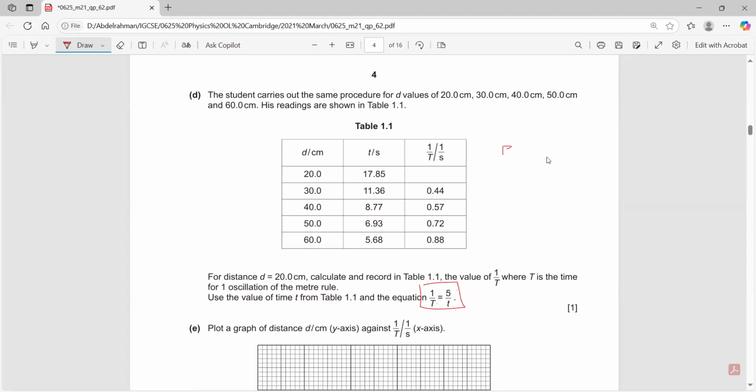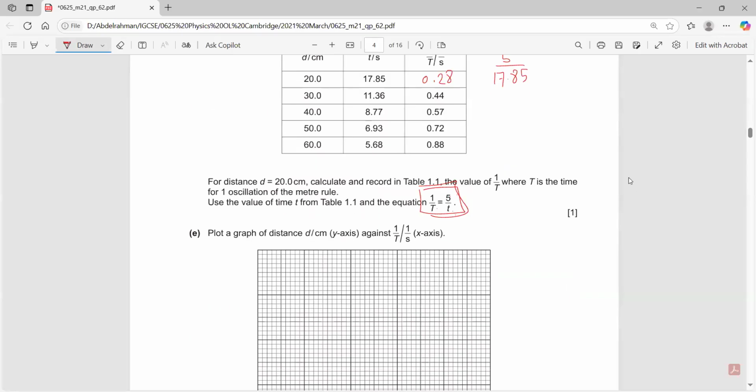So basically, you need to calculate 5 over 17.85. What is this number? It is 0.28. He gave you the equation, so you do not need to think about it. If you wanted to think about it, you could: this time is the time taken for 5 oscillations, so you divide it by 5 to get the period, and then take 1 over the period, 1 over T. It would have been the same value, 0.28. This is the value of 1 over period, 1 over capital T.